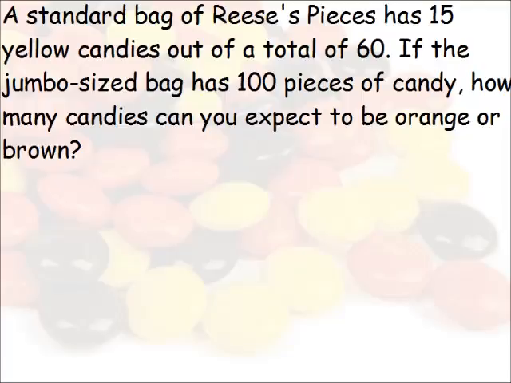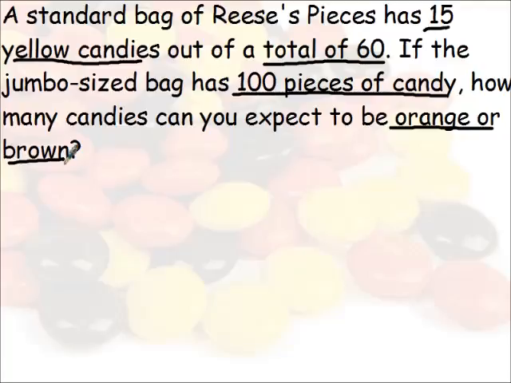So if we have 15 yellow candies out of a total of 60, and we were trying to find out if we had 100 pieces of candy in a jumbo-sized bag, how many would be orange or brown? So orange and brown would be the remainder of the candies. In order to solve for orange or brown, we'll need to set up our ratios with orange or brown over total candies.